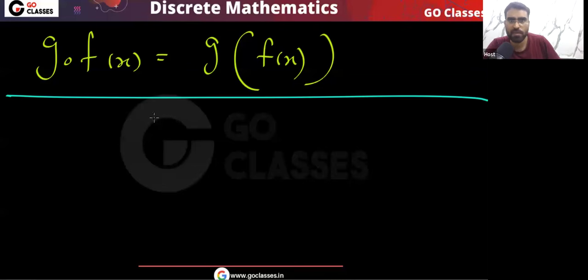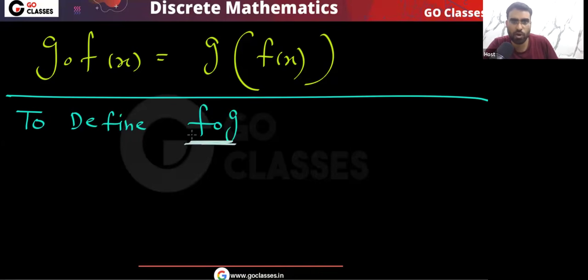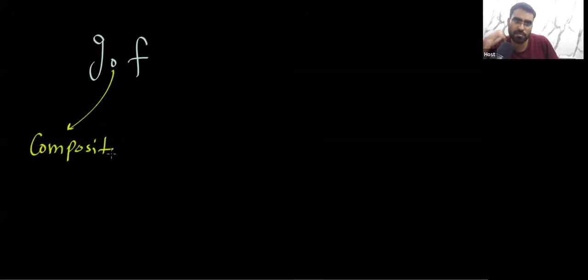Also, one more thing, when you have fog, to define the fog function, what do you need? Remember, this O stands for composition. When you write this gof, here this O stands for composition. This is the composition operation.